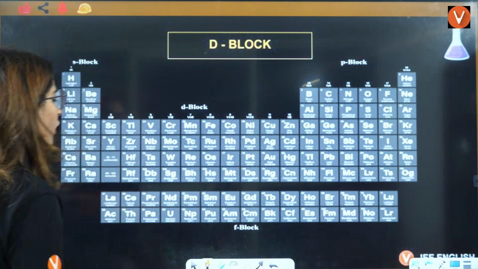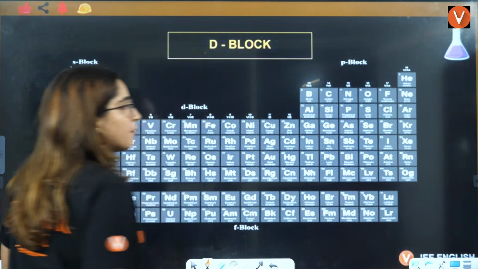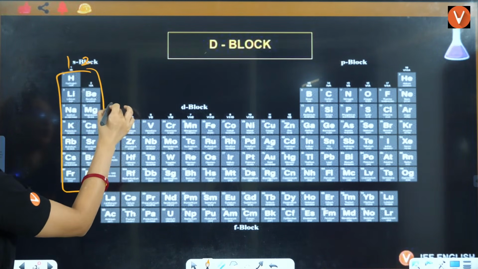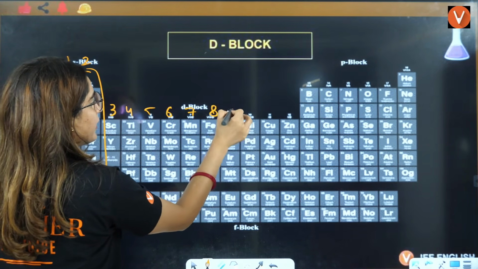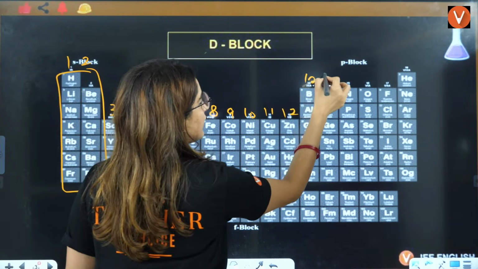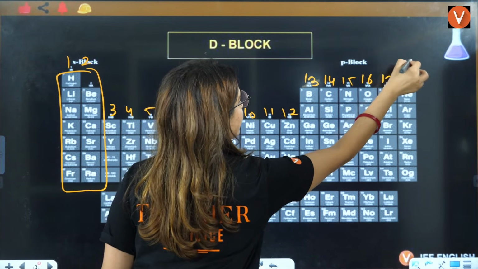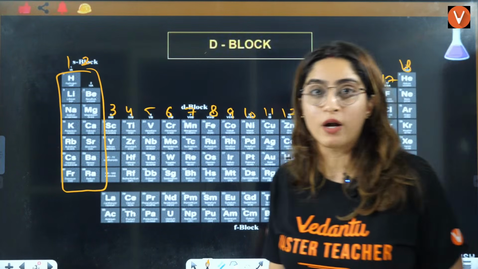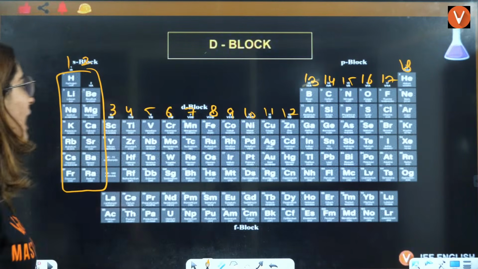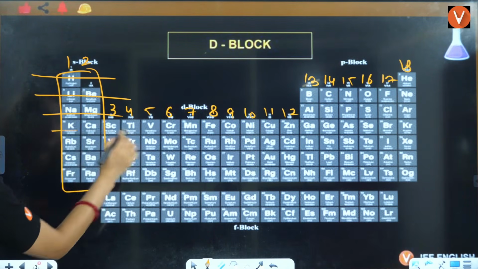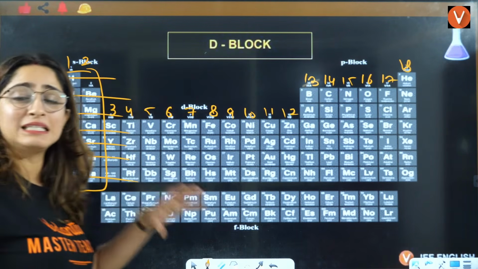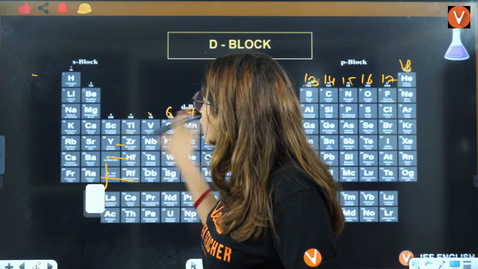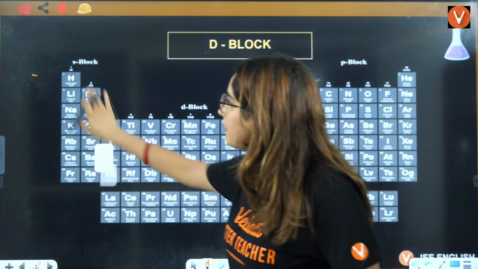Now, if you go through this periodic table, what are the sections that we have? Ma'am, this is s block. 1, 2, 3, 4, 5, 6, 7, 8, 9, 10, 11, 12, 13, 14, 15, 16, 17, 18. Can you tell me what these 18 columns are called? These are called the groups. And here you have 1, 2, 3, 4, 5, 6, 7. These are called the periods. So there are going to be 18 groups and 7 periods.